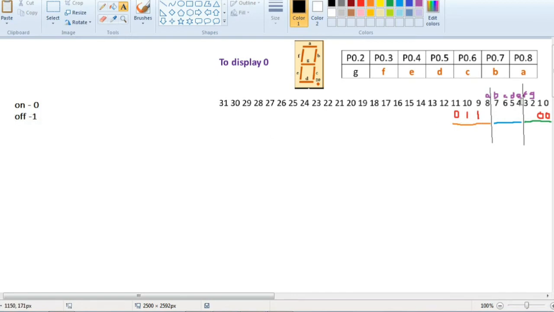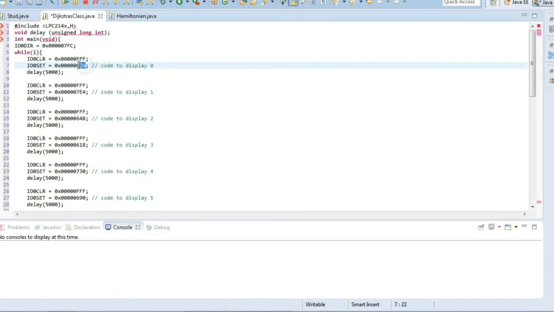So in the place of G I will be writing 1, and in all other places I will be writing 0. After writing that, we have to get the hexadecimal equivalent of this binary. 0100 corresponds to 4, and this one corresponds to 0, and this one corresponds to 6. So this is the hexadecimal code which we need for 0. So 604 is the code for 0.